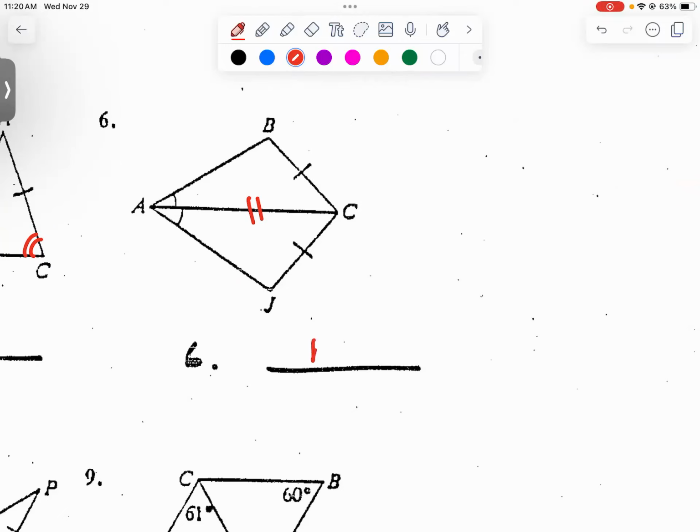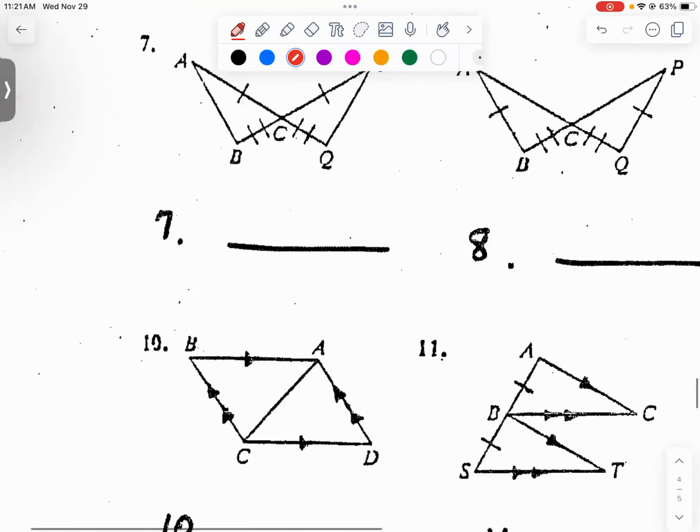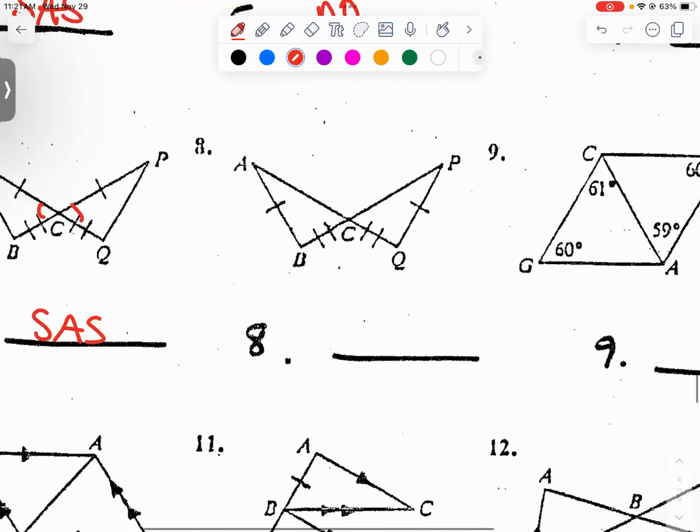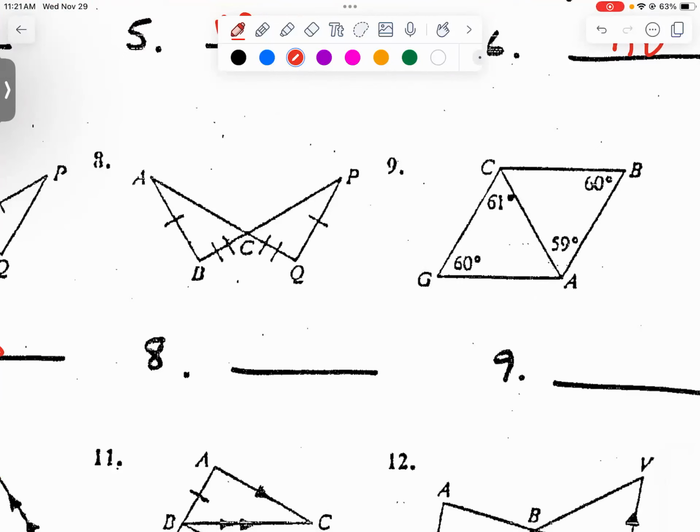No ASS in math class. Okay, what about 7? Angle, side, side, angle, side. Okay, side angle side. What about 8?